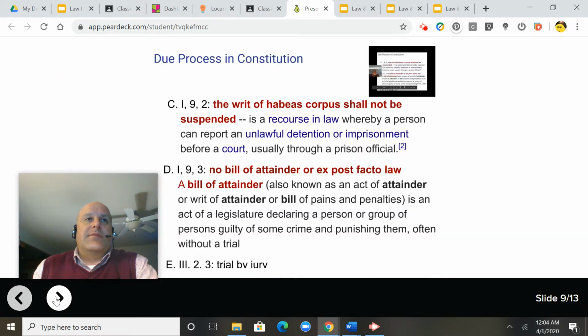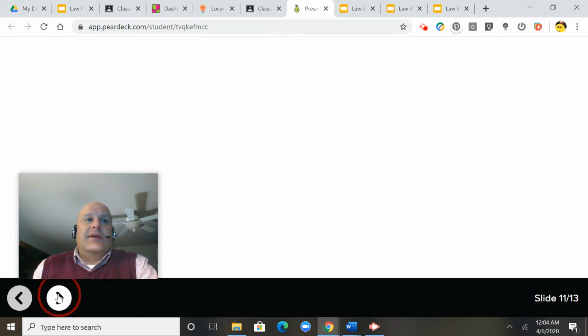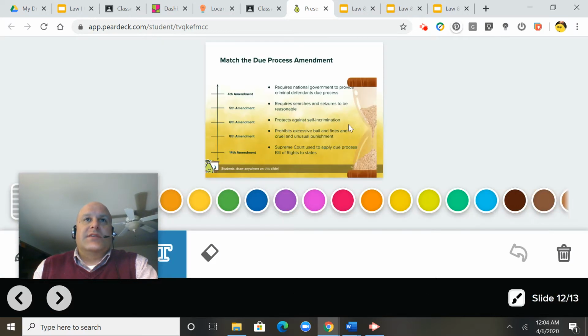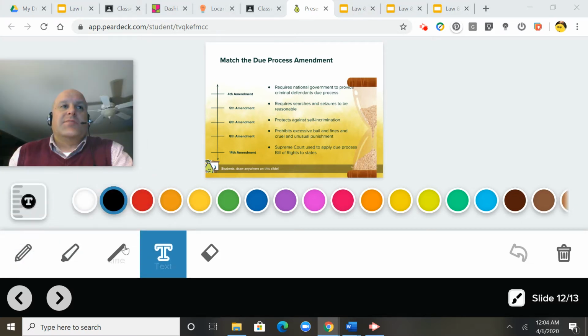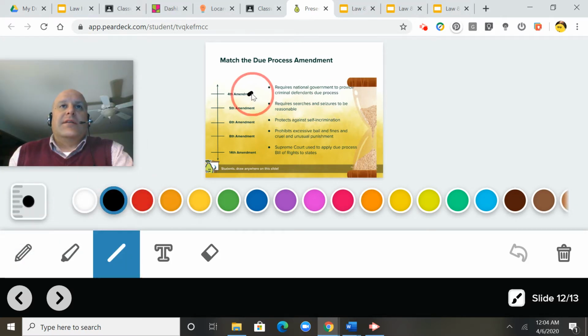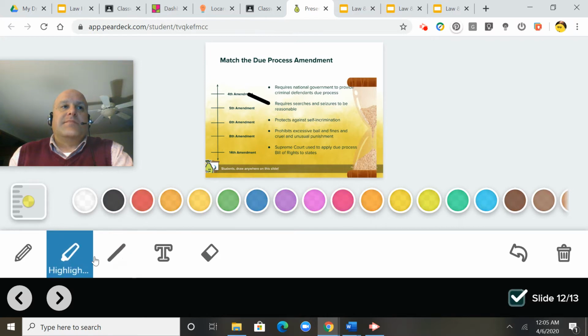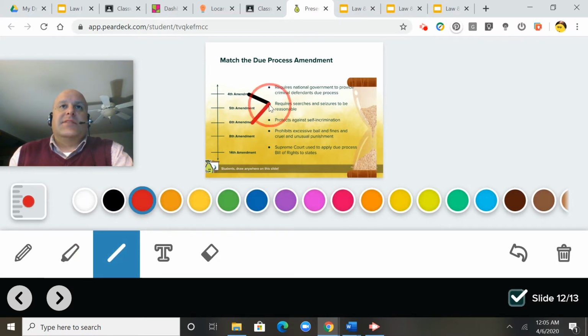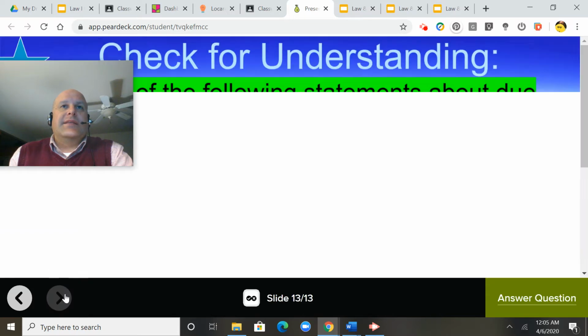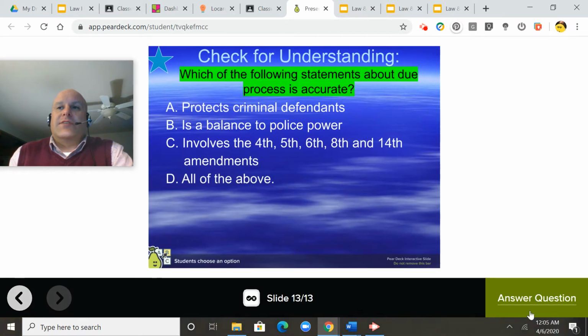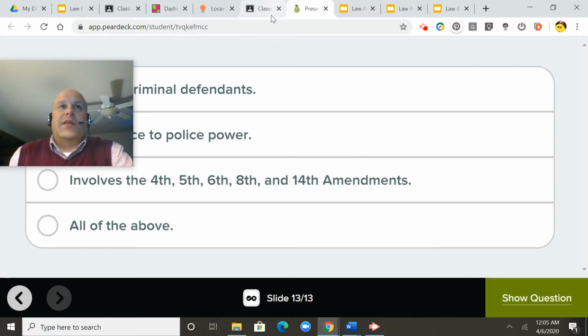So it will have notes that you'll need to take, and then at some point there will be questions. Some will be multiple choice. Some will ask you to draw a line matching up the due process amendments, and you can do that with different color pens. This is probably the most complicated one, so I'm glad I went on it. And then other questions. To answer the multiple choice, look at the question, and then come up here and answer it.